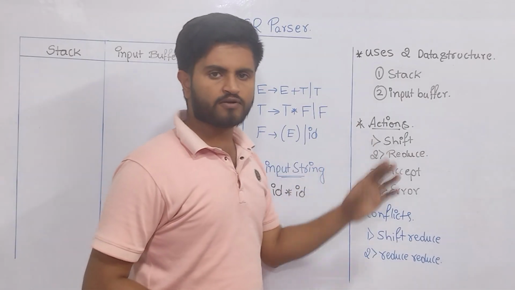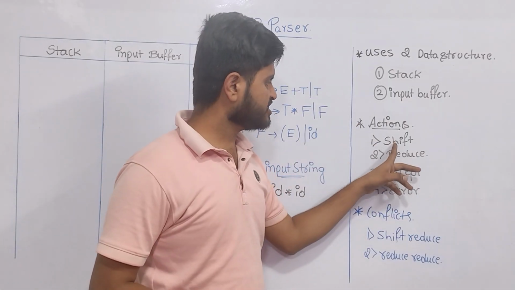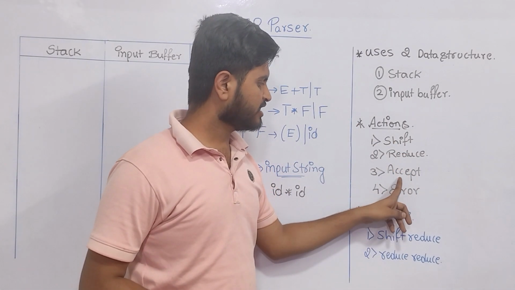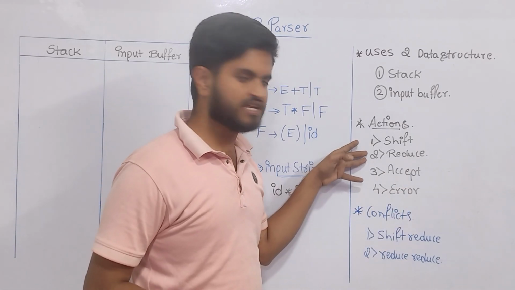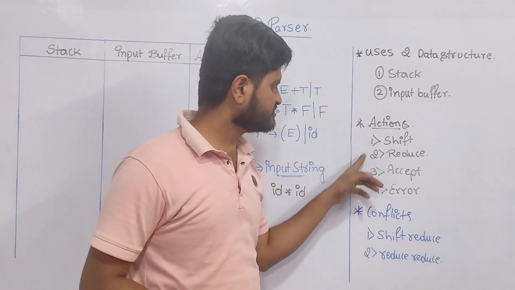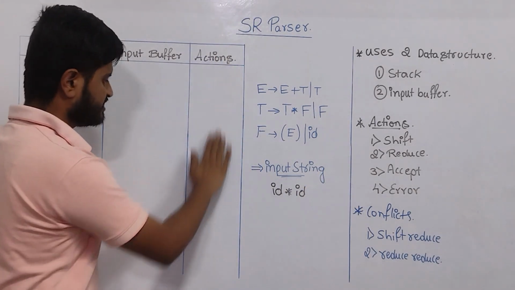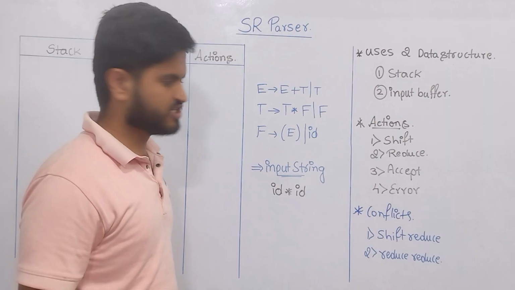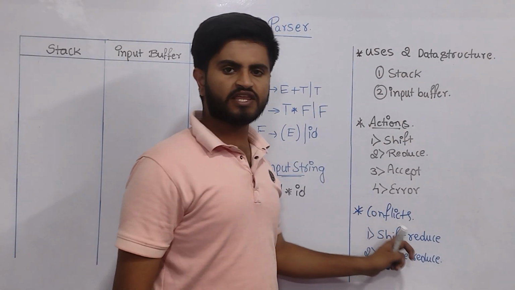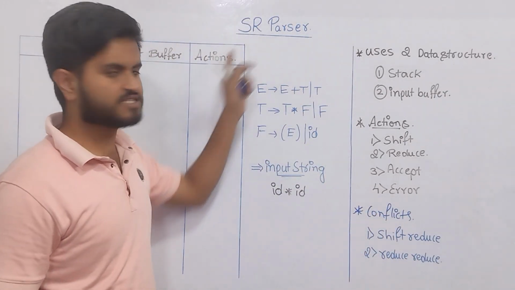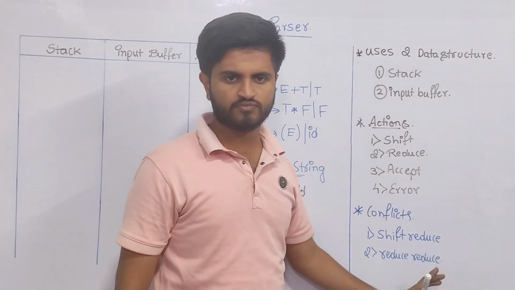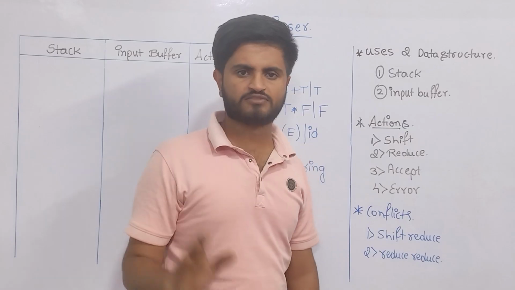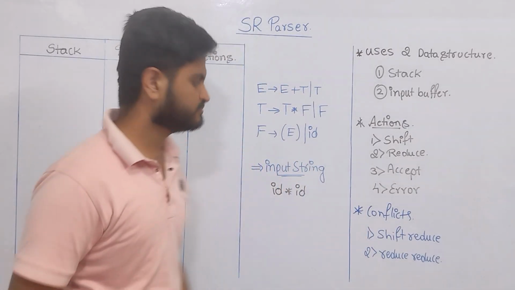Next, it can perform four operations. First is shift, second is reduce, third is accept and fourth is error. These are the three which we will be using mainly, first, second and third. So we will be writing the possible actions in the actions column. Now if we see the conflicts which may arise in the SR parser, it will be of shift reduce and reduce reduce. While solving the problem, I will explain what those two conflicts are.